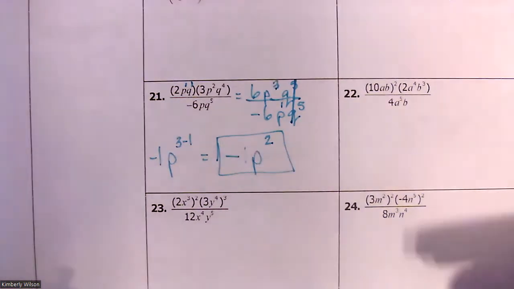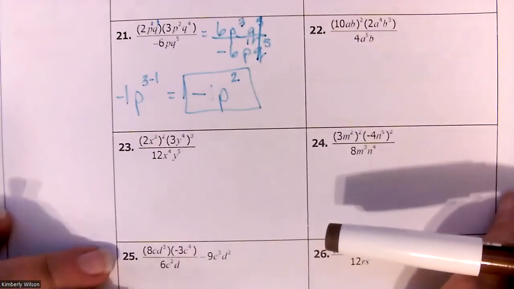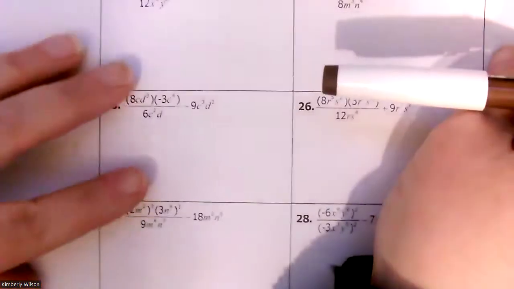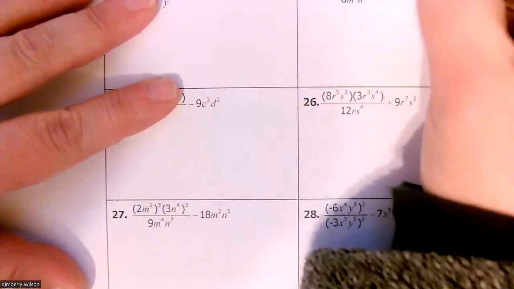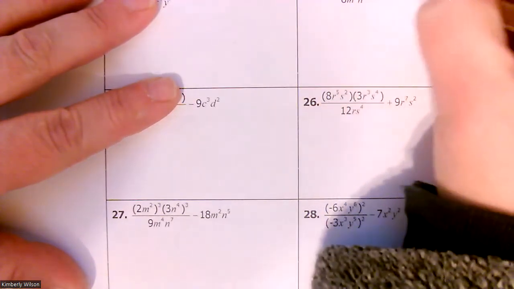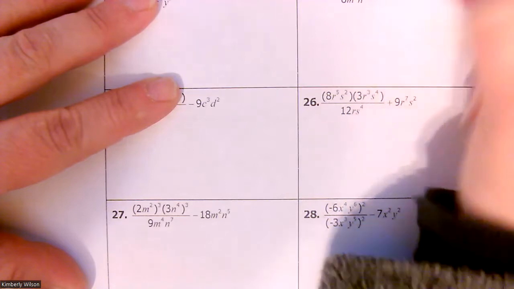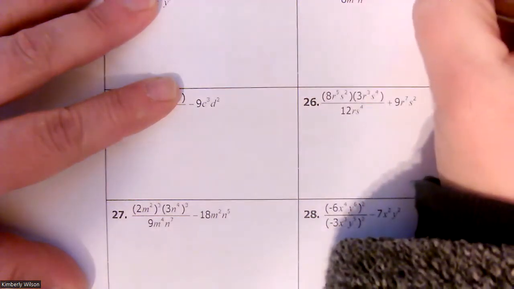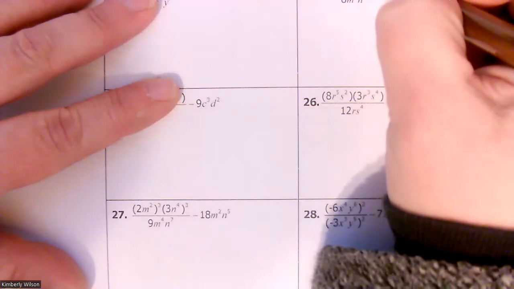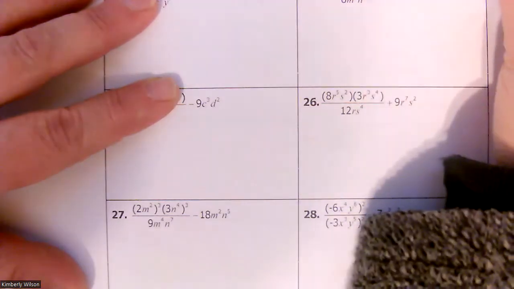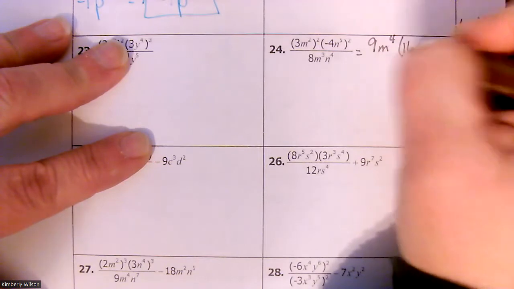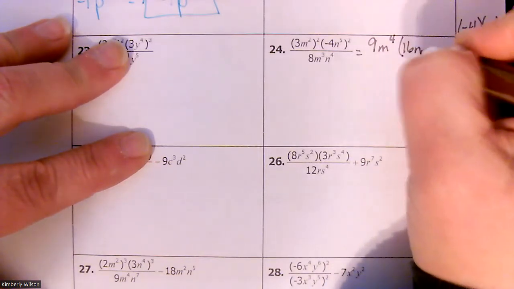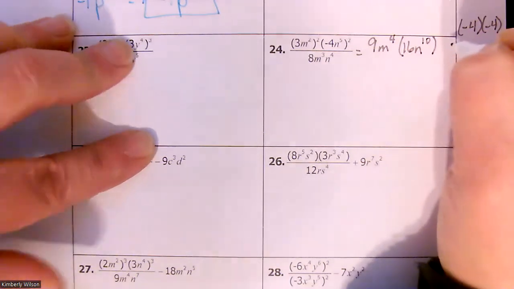24. This is where we've got power to the power, product, and the quotient rule. Okay, but we got to do the power to the power first. So I've got 3 squared, which is 9, m to the 4th, because it's 2 times 2, times negative 4 squared. So that means it's negative 4 times negative 4. Negative 4 times negative 4, so that's going to give me a positive 16 n to the 10th.